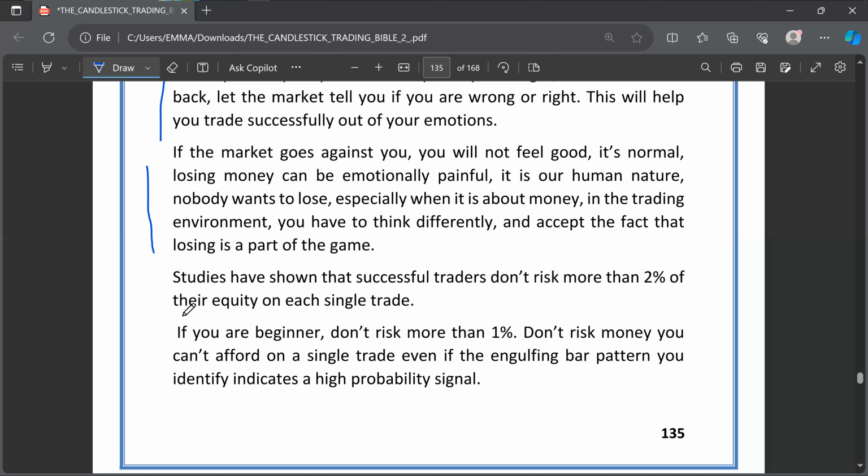Now, studies have shown that successful traders don't risk more than 2% of their equity on each single trade. What it means is that anytime you enter a trade, make sure that you are not losing more than 2% of your capital. Your risk should not be more than 2%. The book is stating 2%, but in my case, I use a tight, proper risk management strategy, so I put mine at 1%. I don't risk more than 1% on a trade, right?